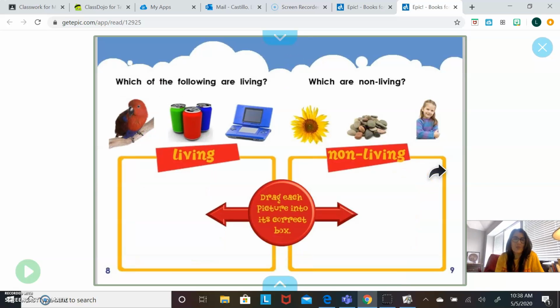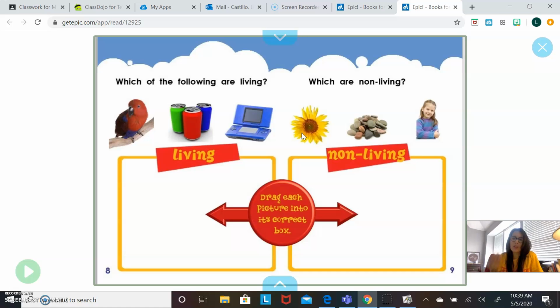Okay, so it says, which of the following are living? Which are non-living? So, is the bird living? Do you think he needs food, air, and water? Yeah, so he would come here. What about these cans? These look like some type of soda cans. Non-living, you're right. What about this? Non-living. Living, that's a flower, right? Without any water or the sun or air, it would not be able to survive. So that is a living thing.